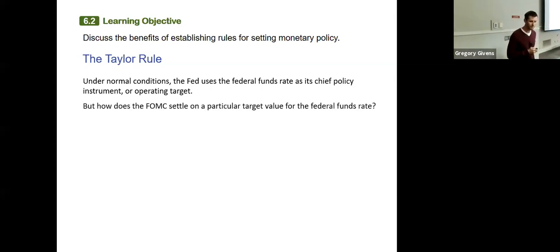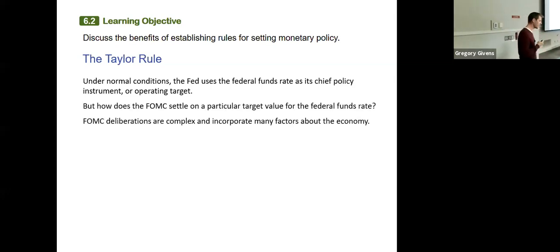Now, we all know that when it comes to the Federal Reserve, these FOMC deliberations, when they're deciding on what value they want to set their federal funds rate target at, are very complicated deliberations. Many factors are incorporated into these discussions, okay? The meetings take all day. Sometimes they span over 2 days.